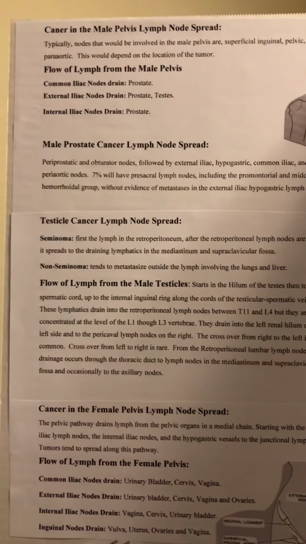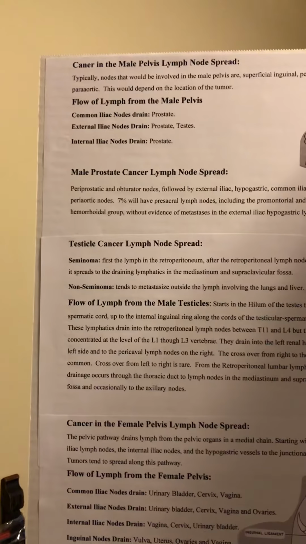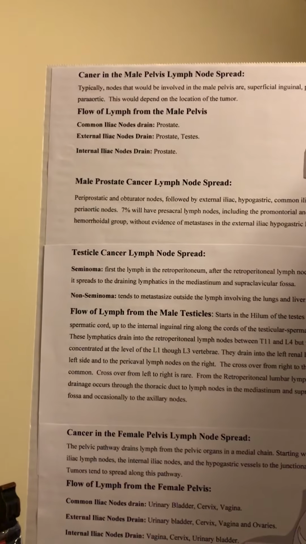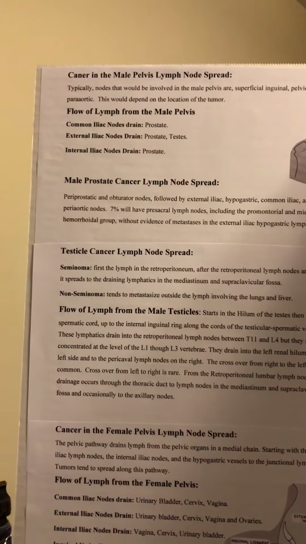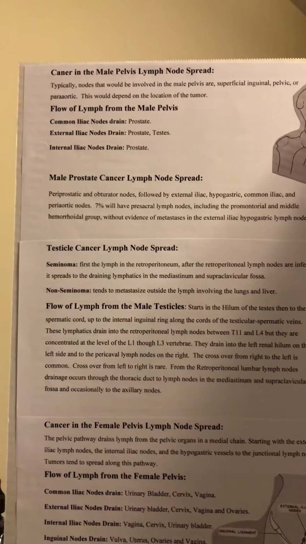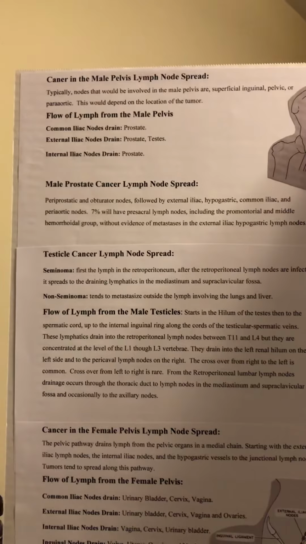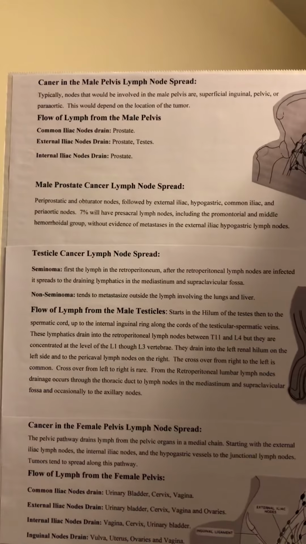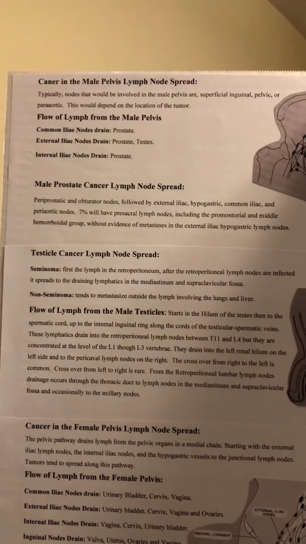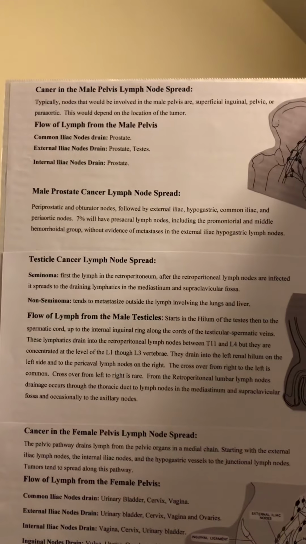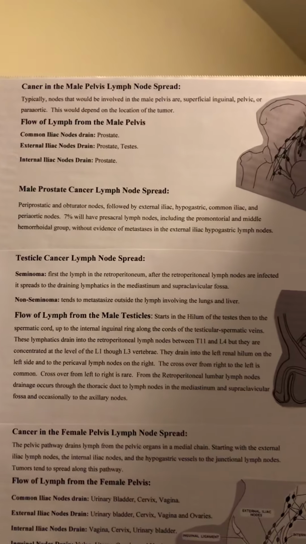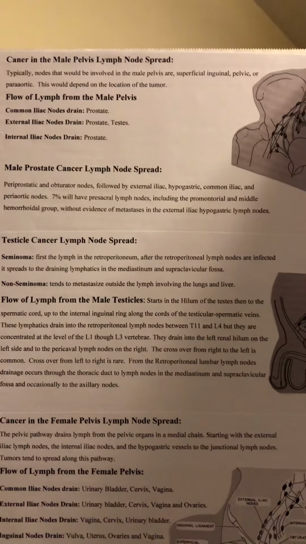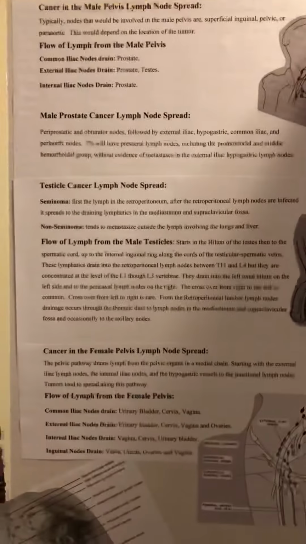Typically, when cancer cells invade the prostate, they will go from the periprostatic to the obturator nodes, followed by the external iliac, the hypogastric, common iliac, and periaortic nodes. In 7% of cases there will be presacral lymph nodes, including the promontorial and middle hemorrhoidal group, without evidence of metastasis in the external iliac. Hypogastric lymph nodes could be included.